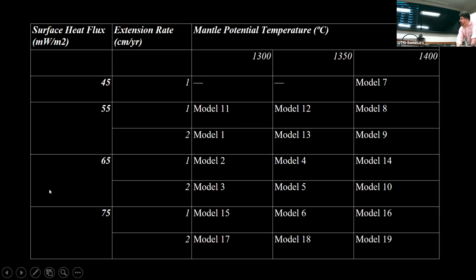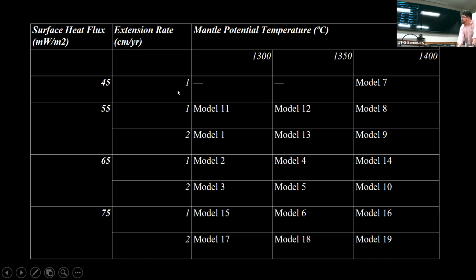We also changed the initial surface heat flux from 45 up to 75 milliwatts per meter squared. 45 milliwatts per meter squared would be something like a continental craton. 55 could be like a cold mobile belt, like the Pan-African orogeny that I was talking about earlier. Or 65 and 75 would be like younger mobile belts up to actively extending lithosphere. So we run the gamut of thermal age.